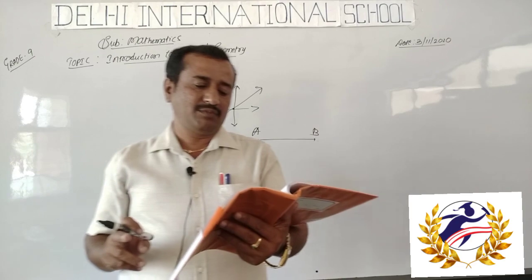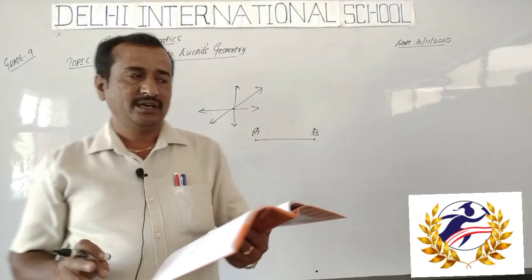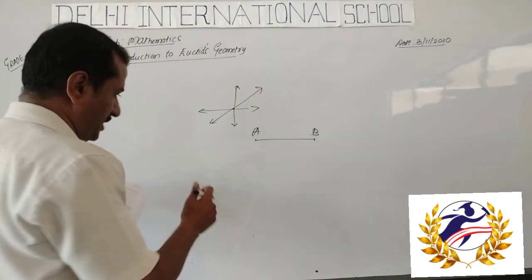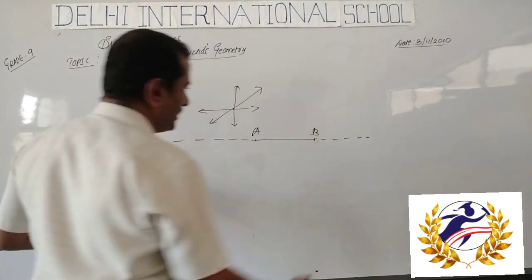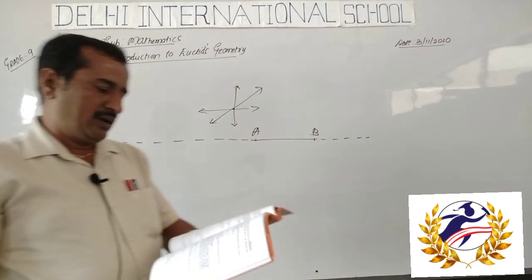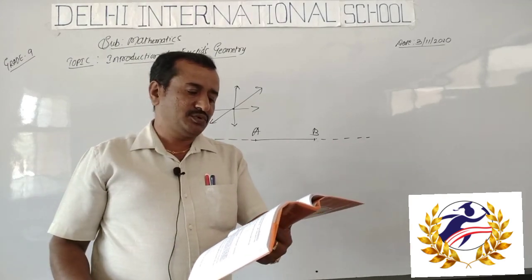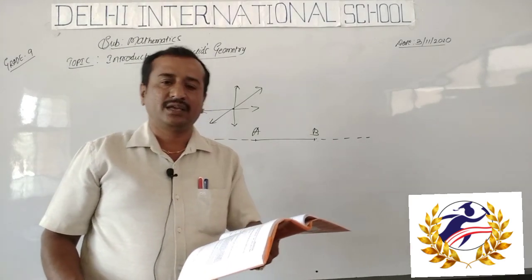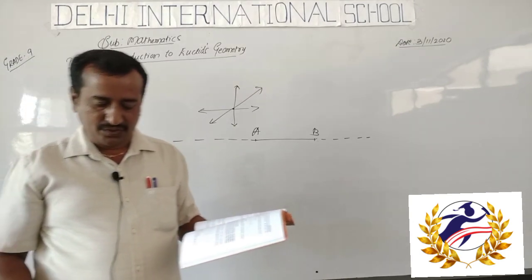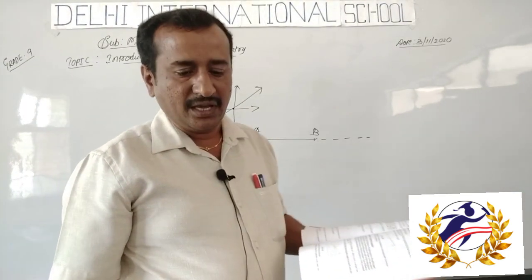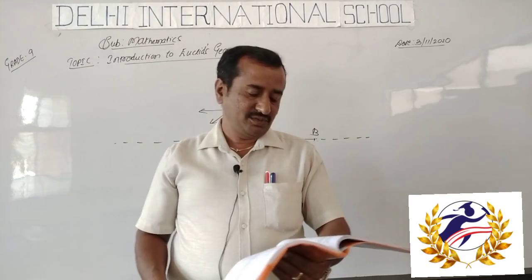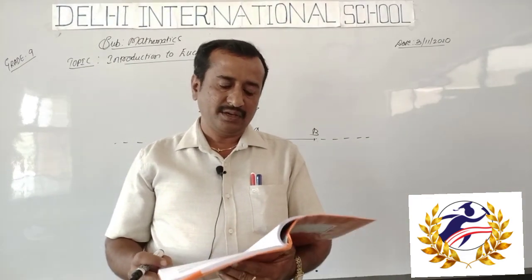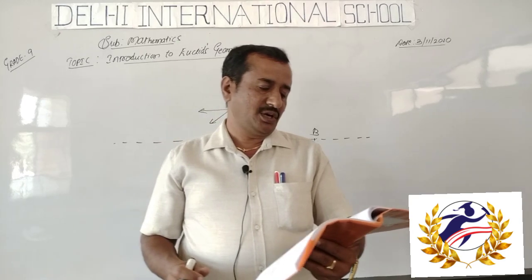Now, come to the third question. A terminated line can be produced indefinitely on both sides. Yes, this is a terminated line, you can imagine. So, it can be extended or produced indefinitely on either side. It's true. Next, if two circles are equal, then their radii are equal. So we can say two circles are equal only if they have the same radius, and as a result, they will have the same circumference. Hence, it is true.